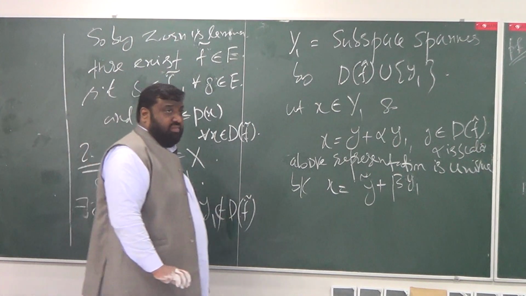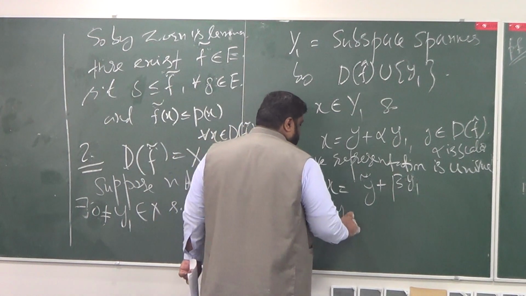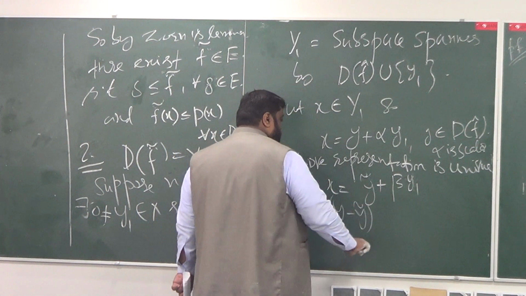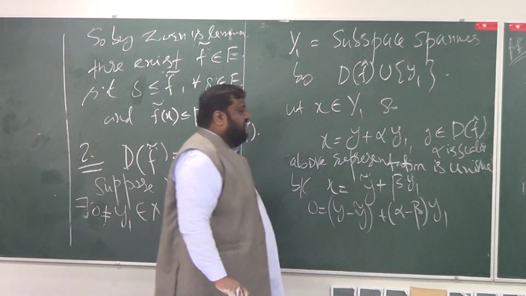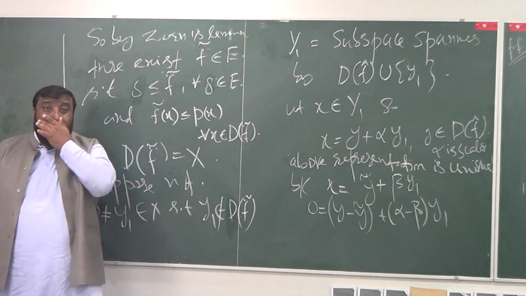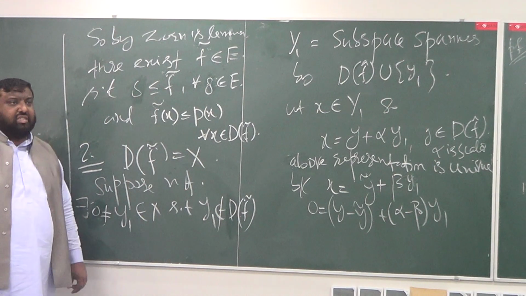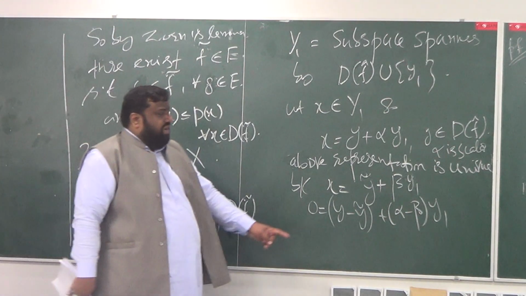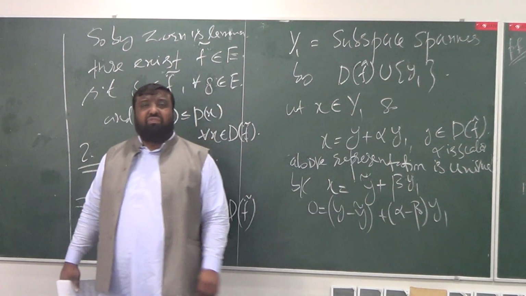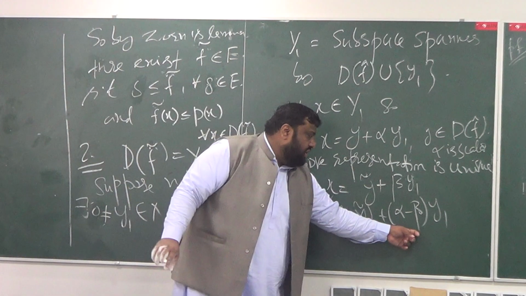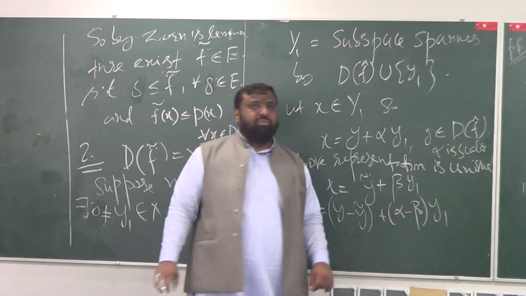Why would this be the case? Think about it. Take the difference of both, so you're going to get 0. It's y minus y tilde plus alpha minus beta times y1, and that is 0. Now, how can you have this whole expression be 0? y1 is not 0. So if y1 is not 0, this whole sum has to be 0, so this term must be 0 and this coefficient must be 0.